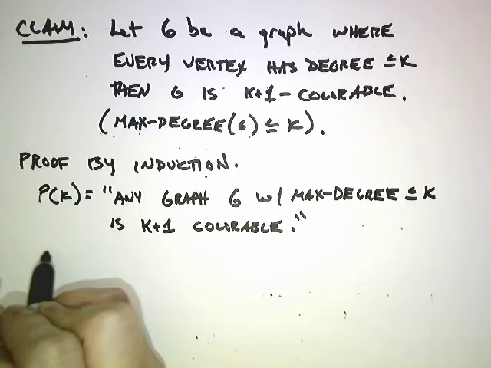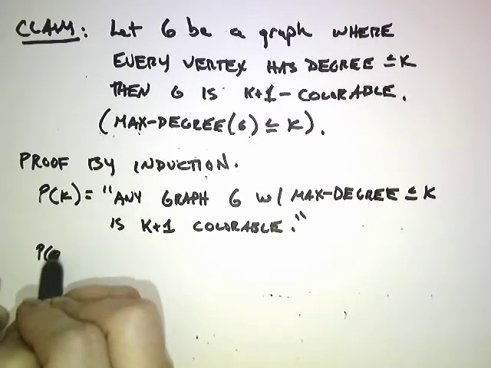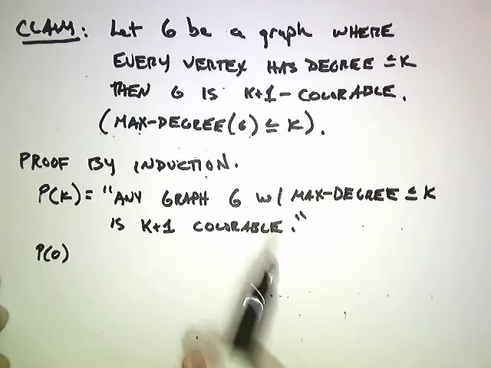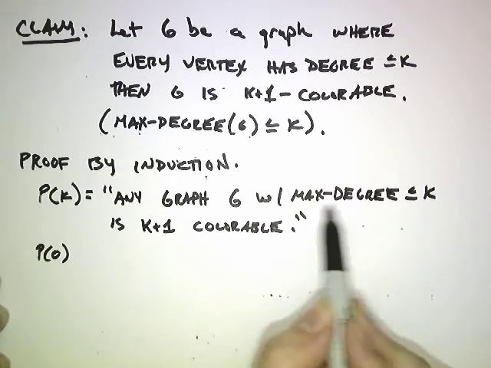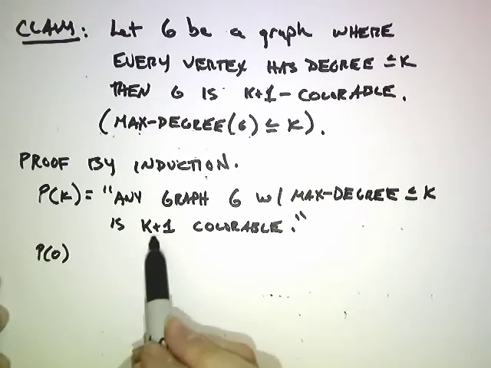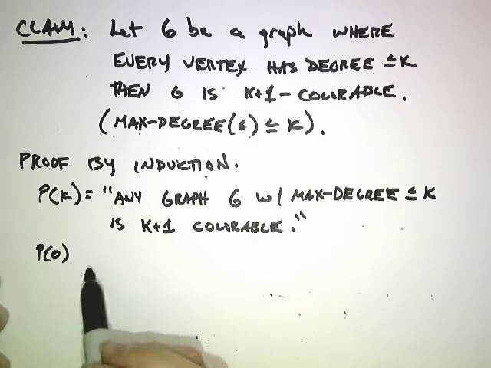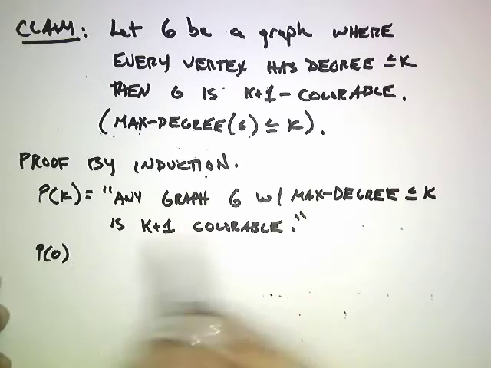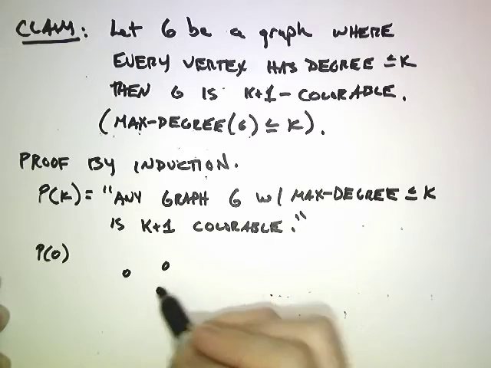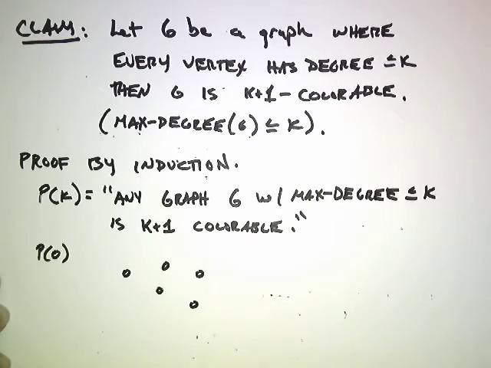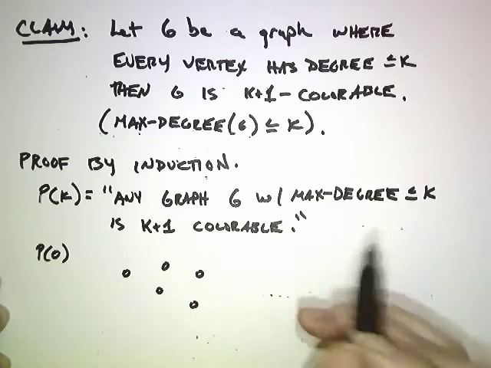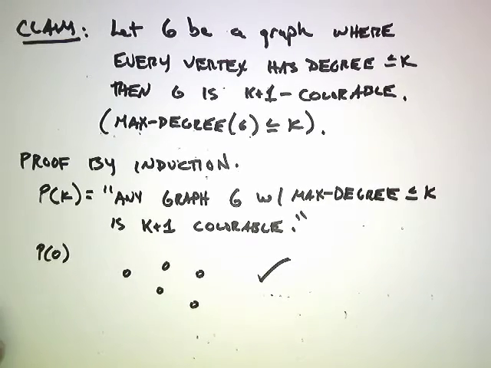Okay, and then let's try P of 0. That could be our base case. P of 0 is any graph with max degree less than or equal to 0 is 1 colorable. That means you're given a graph, all of the degrees are 0, and you want to show it's 1 colorable. Well, if your graph has degree 0 on every vertex, it means your graph just looks like this. There are no edges at all. And so yes, it's 1 colorable. You can assign just 1 color to every one of these vertices, and it will be 1 colorable because there are no edges. So the base case is not a problem.